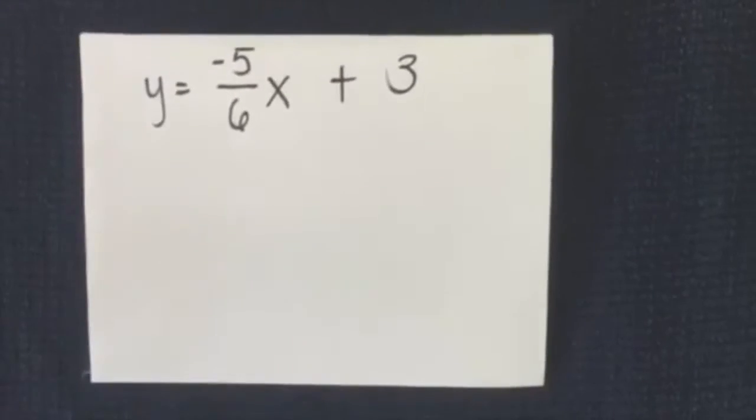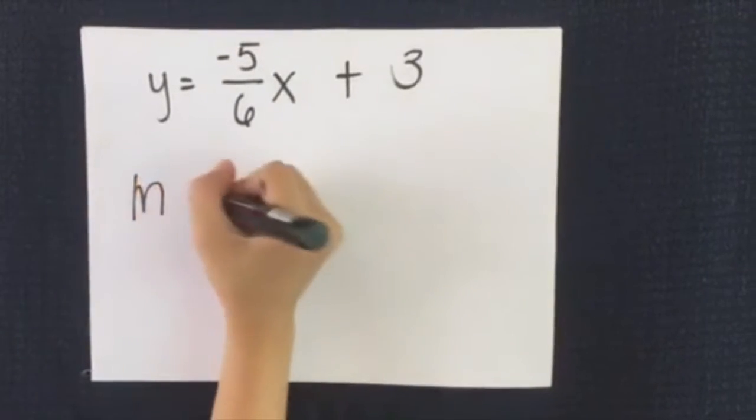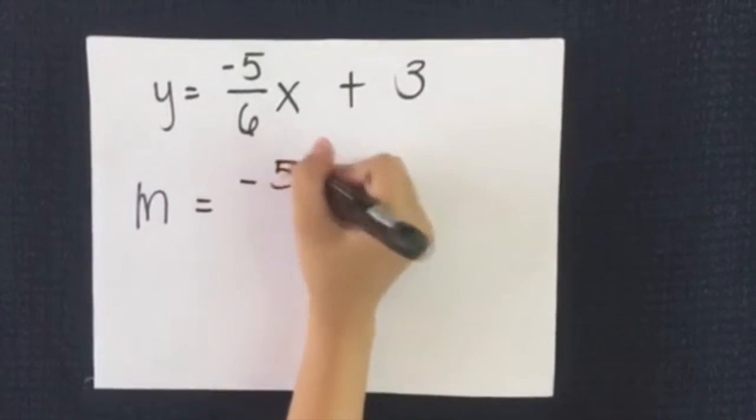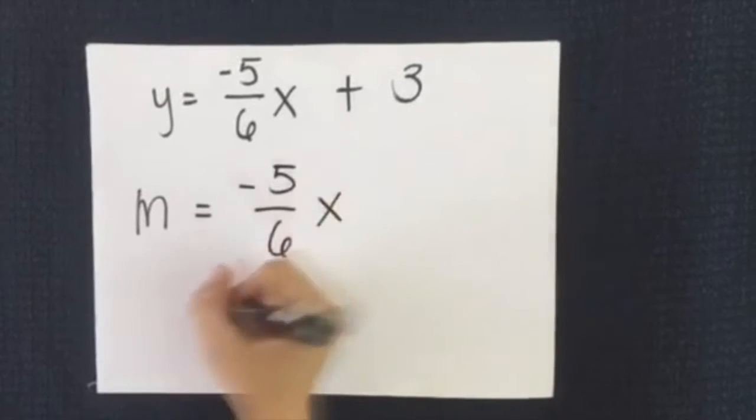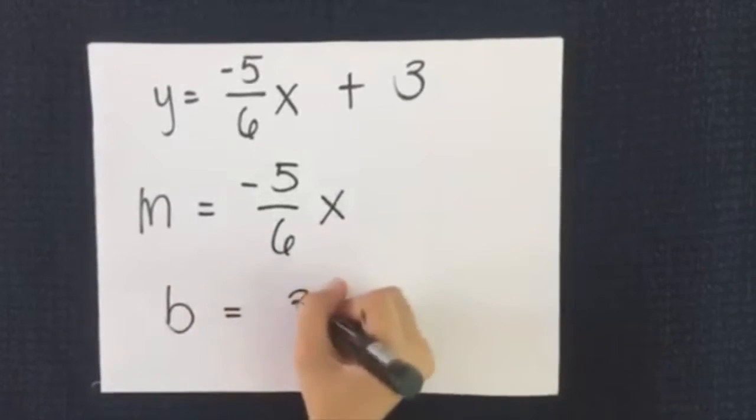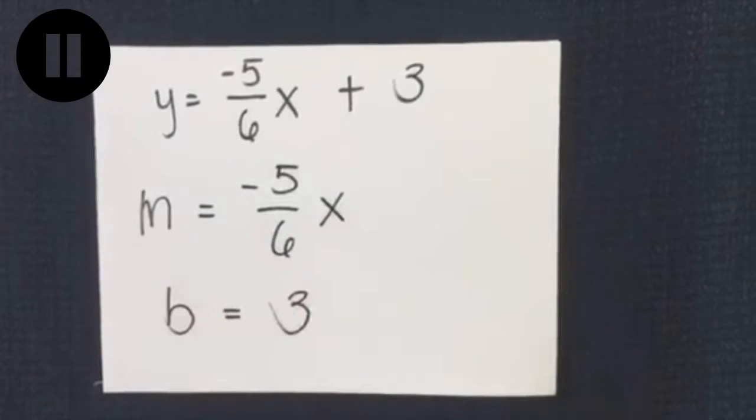Last, identify the terms in the equation. If you're using the equation to plot a line, then you should know that y represents the y coordinate. Negative 5 over 6 represents the slope, x represents the x coordinate, and 3 represents the y-intercept.